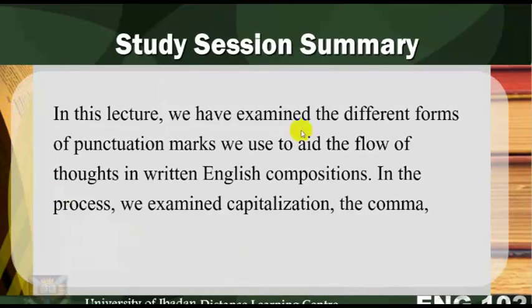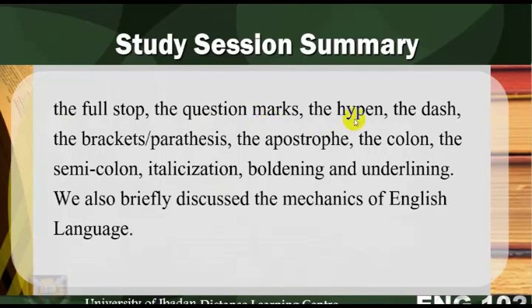Study session summary. In this lecture, we have examined the different forms of punctuation marks we use to aid the flow of thought in written English compositions. In the process, we examined capitalization, the comma, the full stop, the question marks, the hyphen, the dash, the brackets or parenthesis, the apostrophe, the colon, the semicolon, italicization, bolding, and underlining. We also briefly discussed the mechanics of English language.